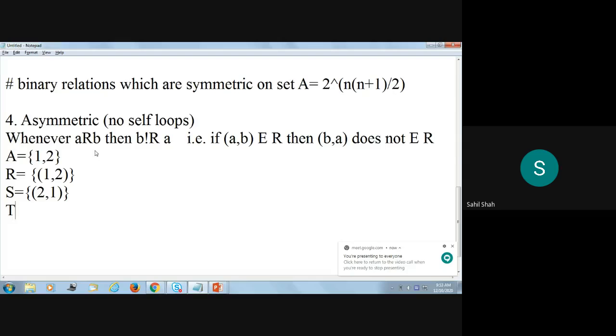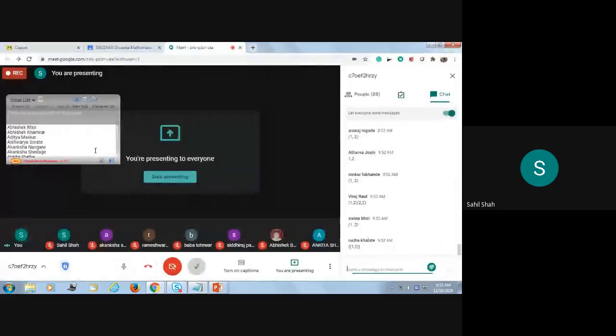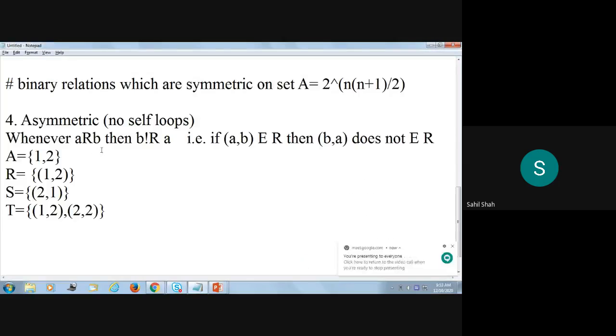Remember. So if I am writing a relation like this, 1 comma 2, 2 comma 2. Can you tell me what is the type of this binary relation T? What is the type of this binary relation T? 1 comma 2, 2 comma 2. Viraj, that is the reason why I have taken this example.